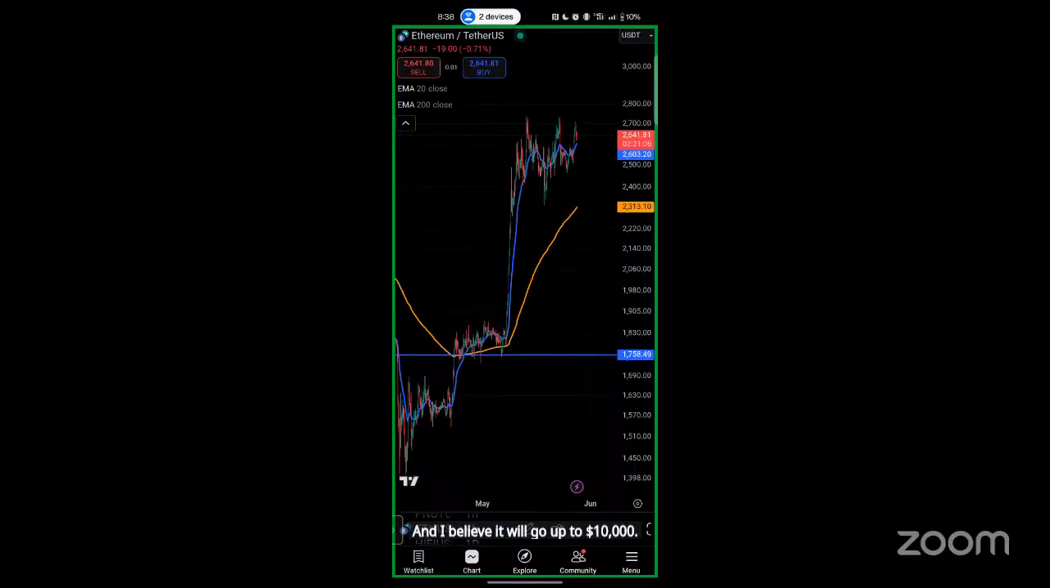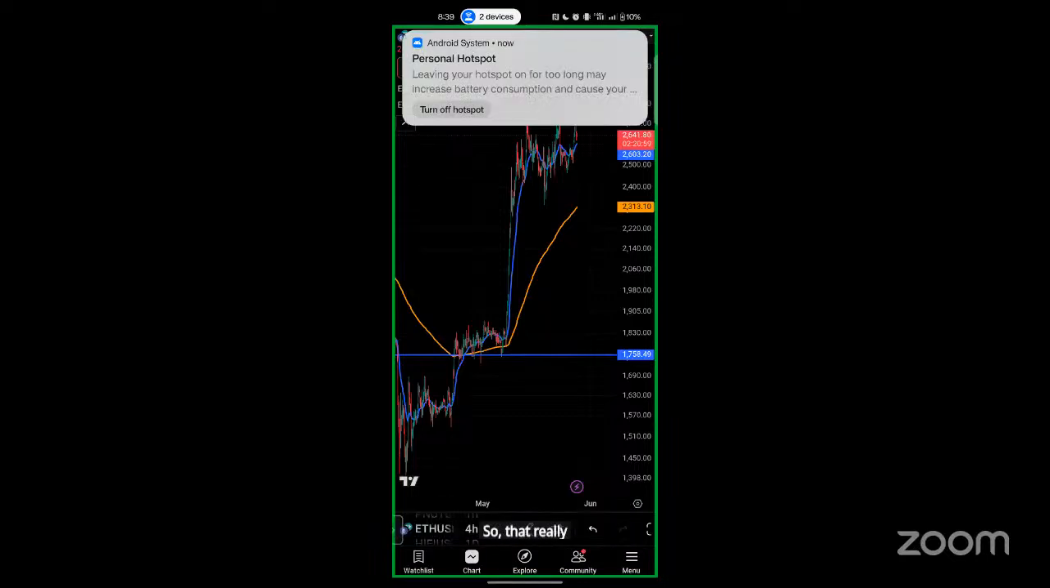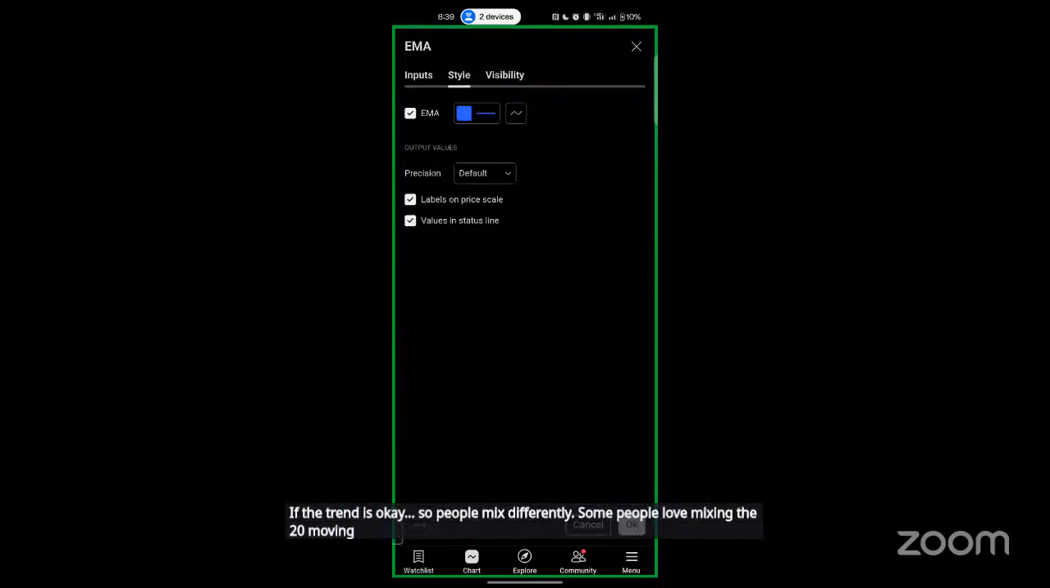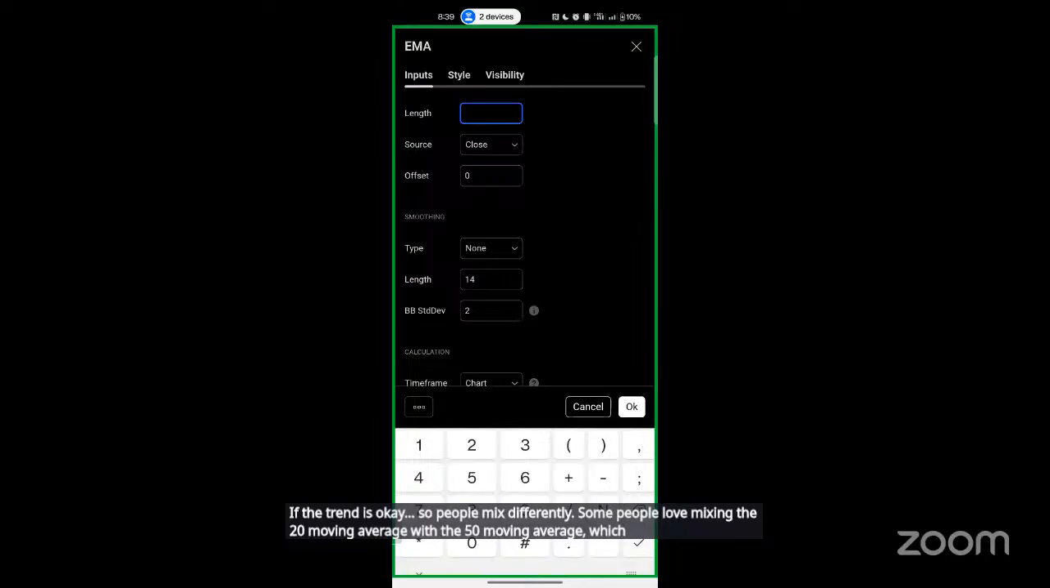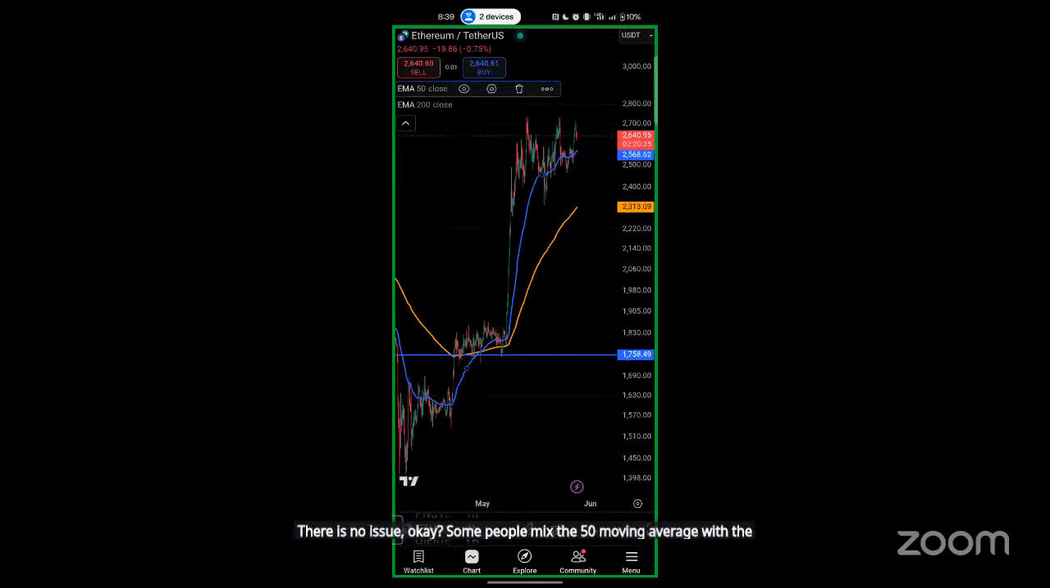And you see, prices are forming above those two lines. So that really defines the trend of the market. Number two, if the trend is okay, people mix differently. Some people love mixing the 20 moving average with the 50 moving average, which is also okay. There is no issue. Some people mix the 50 moving average with the 200 moving average. Others love the 20 moving average and the 200 moving average. It's both okay.